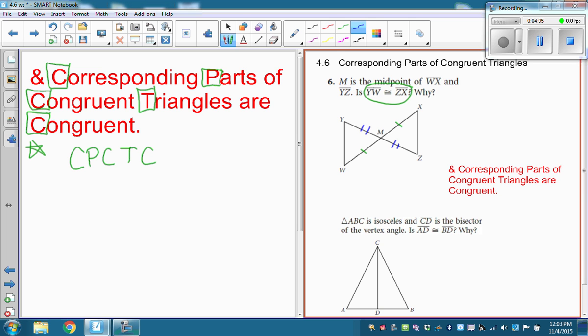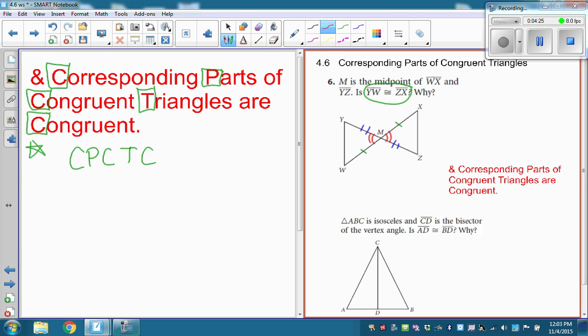So, Carson, what else do we know from the picture? Anything? Like vertical angles are congruent. Right, so the vertical angles are congruent. Okay, so Ingrid, can I determine the triangles to be congruent?